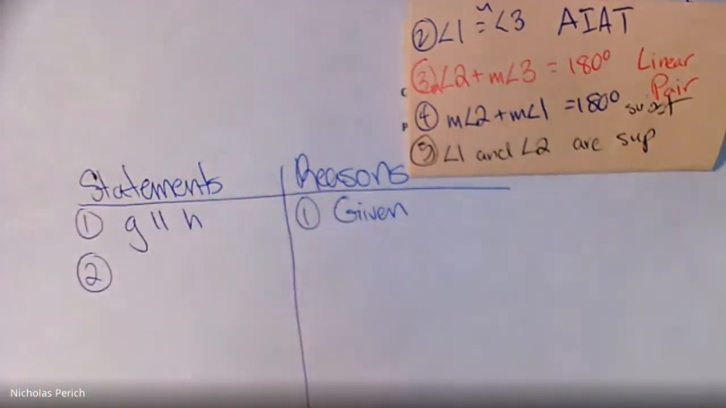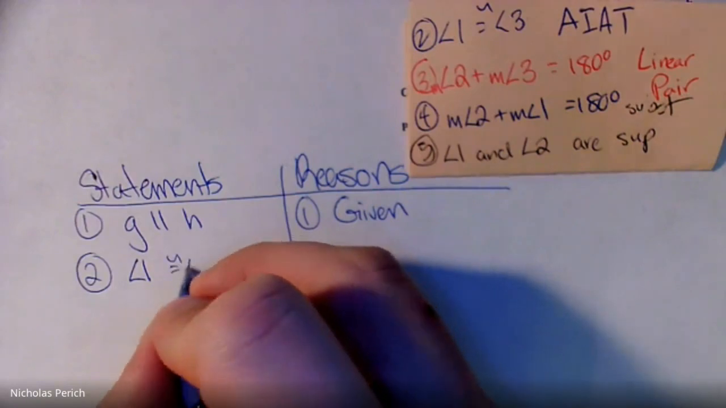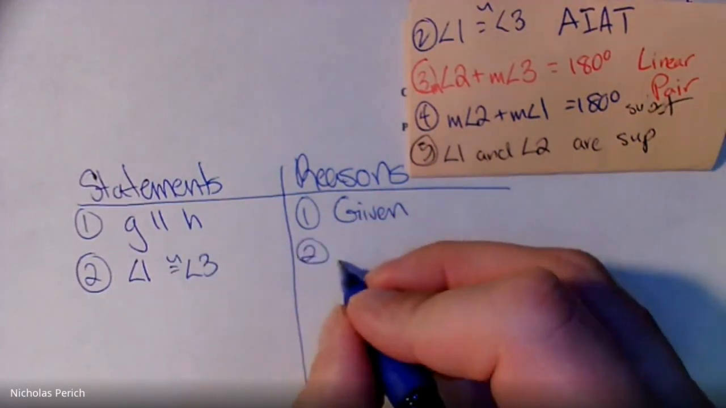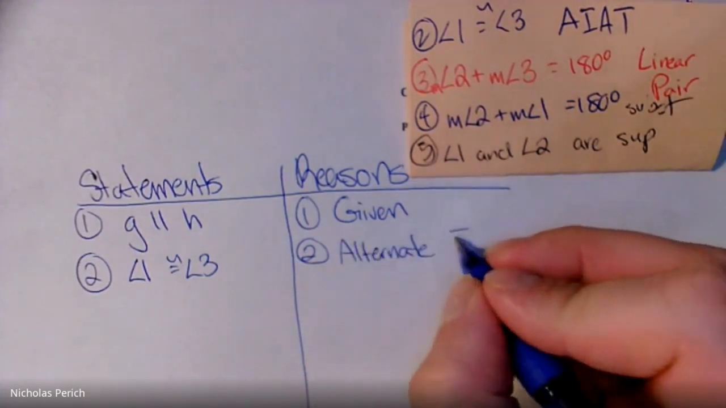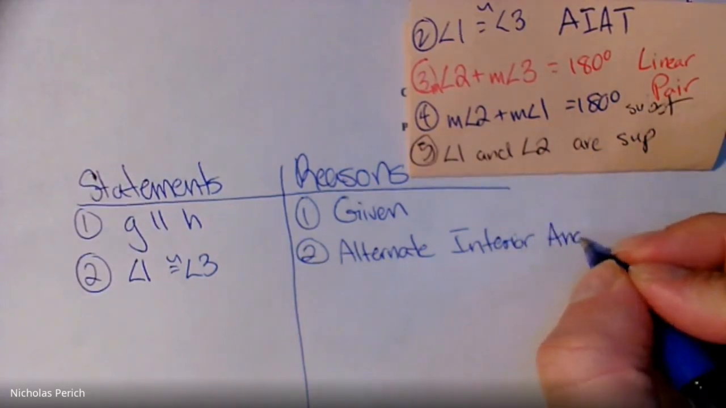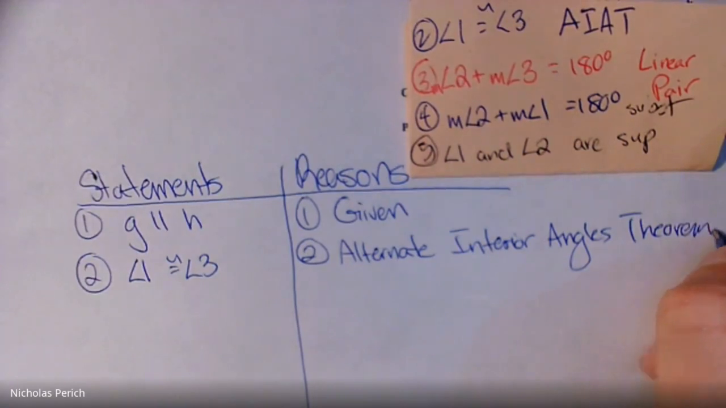Angle 2, just kidding. Angle 1 is congruent to angle 3. And that's by definition, not by definition, that's the alternate interior angles theorem. Okay, if you said the definition of alternate interior angles, that would be perfectly fine.